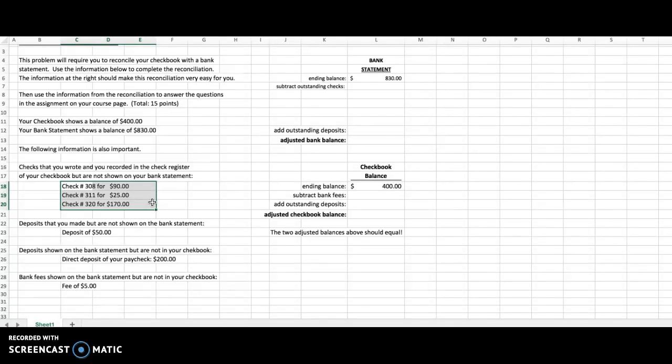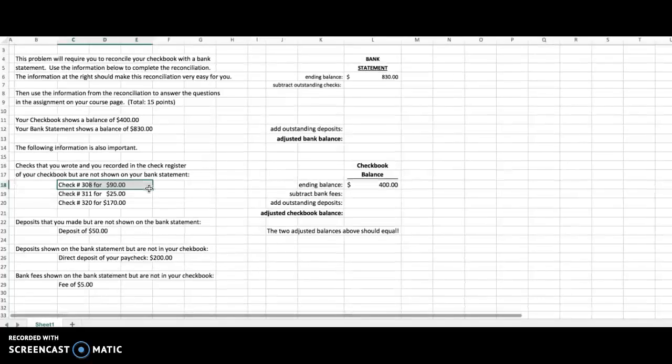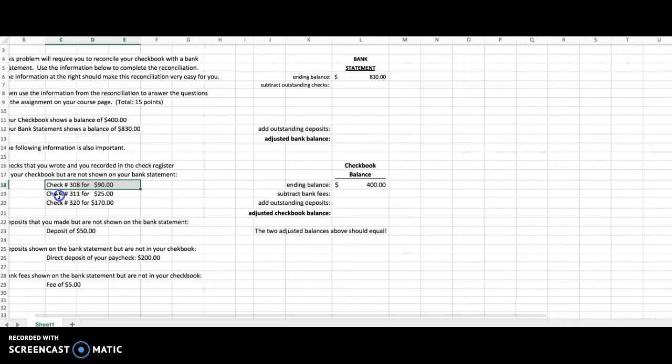statement. And the reason for that is that, again, the bank statement may be dated March 20th, and maybe these checks were written after March 20th. Or perhaps they were written earlier than that, but simply they have not been cashed yet. So you wrote a check for $90, check number 38 for $90. Maybe you wrote it March 5th, but it hasn't been cashed yet. Check number 311, same way, for $25, has not been cashed yet. Maybe you wrote it March 21st, March 25th.